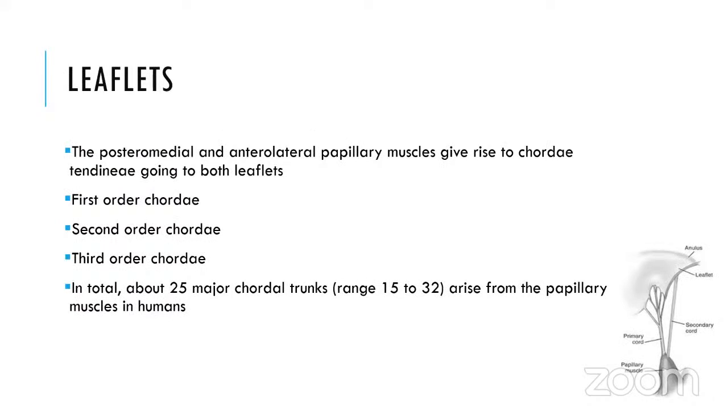The posteromedial and anterolateral papillary muscles both give rise to chordae tendineae going to both leaflets. We have three types of chordae tendineae: first order chordae, second order chordae, and third order chordae. In total, there are about 25 major chordal trunks which rise from the papillary muscles.